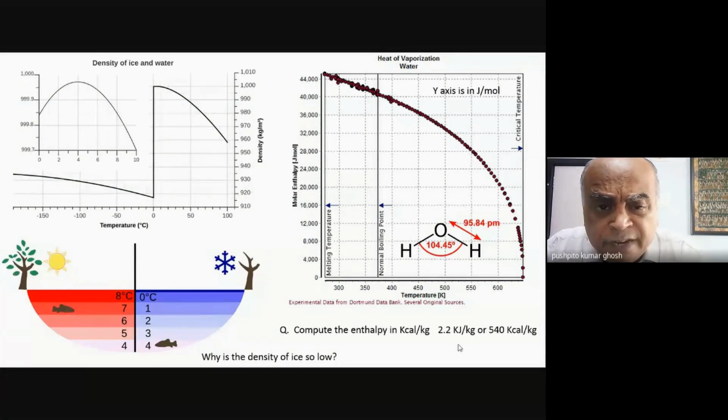4 degrees centigrade, where the density is highest, and then after that, as you start cooling it more and more, and ultimately form ice, the density actually goes down. So much so that ice floats on water, which is not something that one would have normally expected in many other cases. You would have probably expected that in the solid state it would have had the highest density. Why does ice have a relatively lower density?